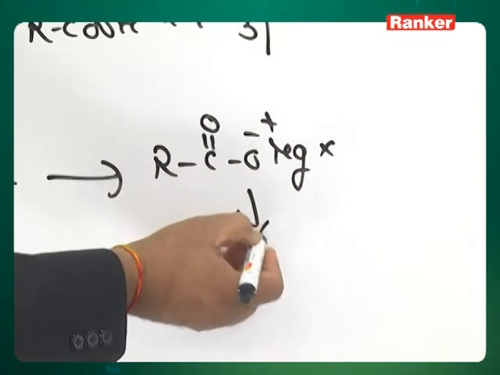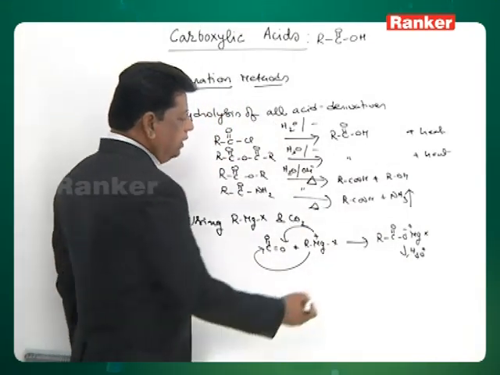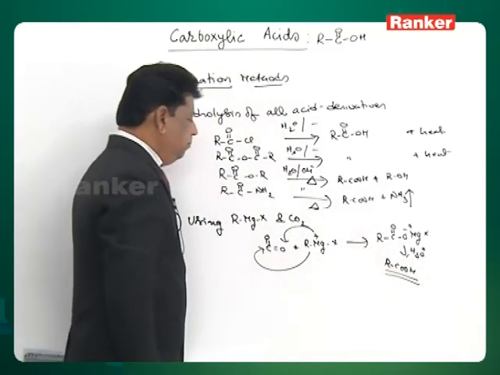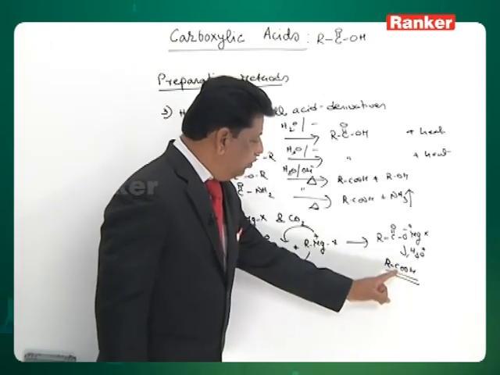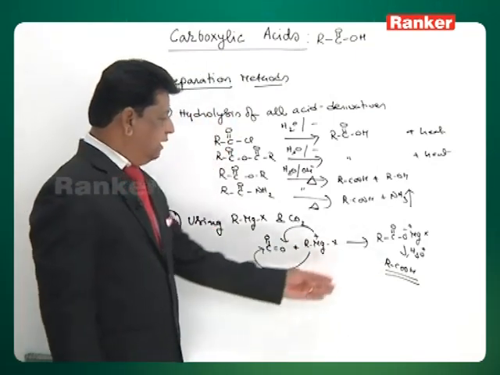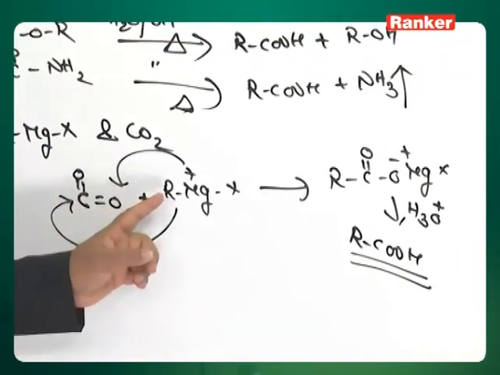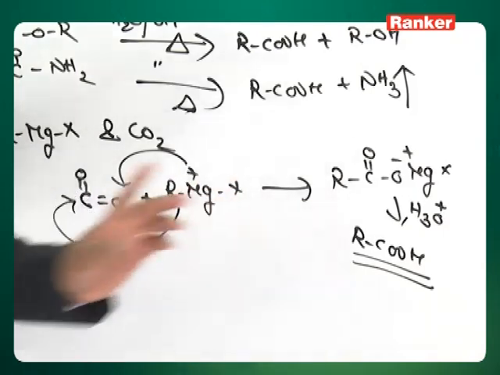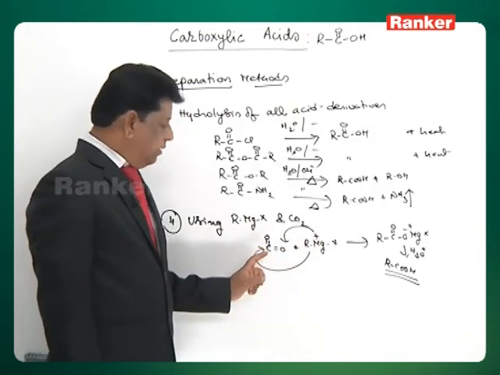So, you will get the corresponding salt formation, RCOO minus MgX plus. This undergoes hydrolysis with water or acidified water, then you get the corresponding carboxylic acid. So, the last COOH group is from the carbon dioxide, and the R comes as R-COOH. Let us say for example, if you want a 6 carbon oic acid, you take carbon dioxide plus a 5 carbon containing RMgX, this 5 plus 1 will become 6 carbon. So, the last COOH is actually generated from the carbon dioxide.